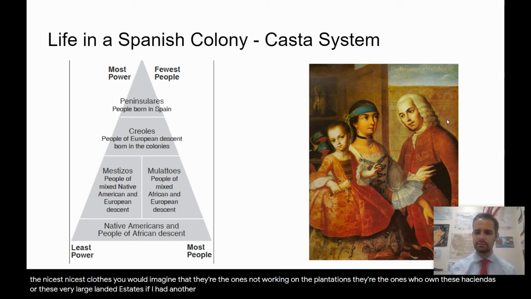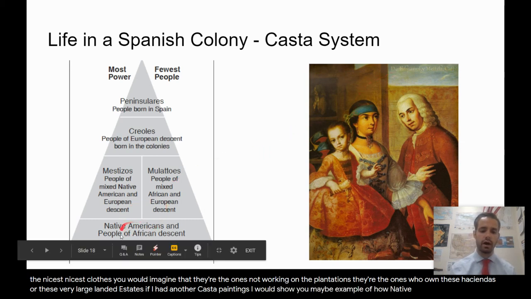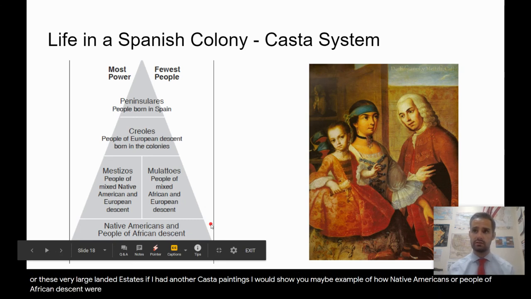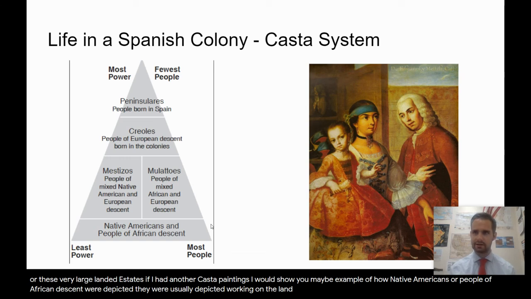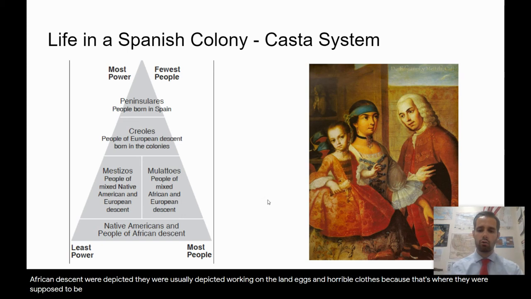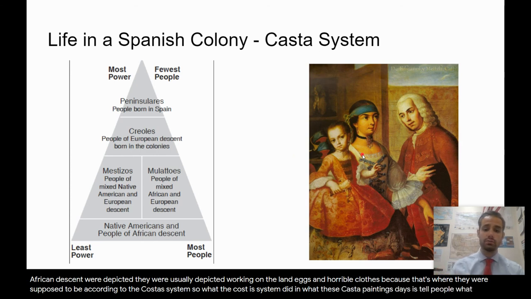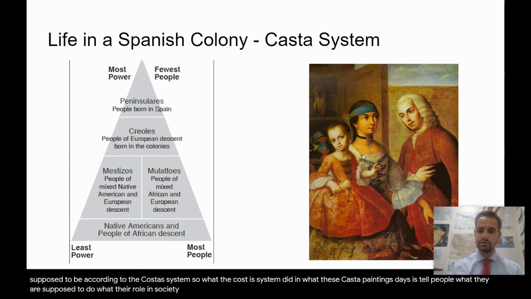If I had another casta painting, I would show you maybe an example of how Native Americans or people of African descent were depicted. They were usually depicted working on the land, wearing rags and horrible clothes, because that's where they were supposed to be according to the casta system. So what the casta system did and what these casta paintings did is tell people what they are supposed to do, what their role in society was, whether that was to be the peninsulares and the owner of the hacienda, or whether that was to be the slaves and to be the workers on that hacienda.